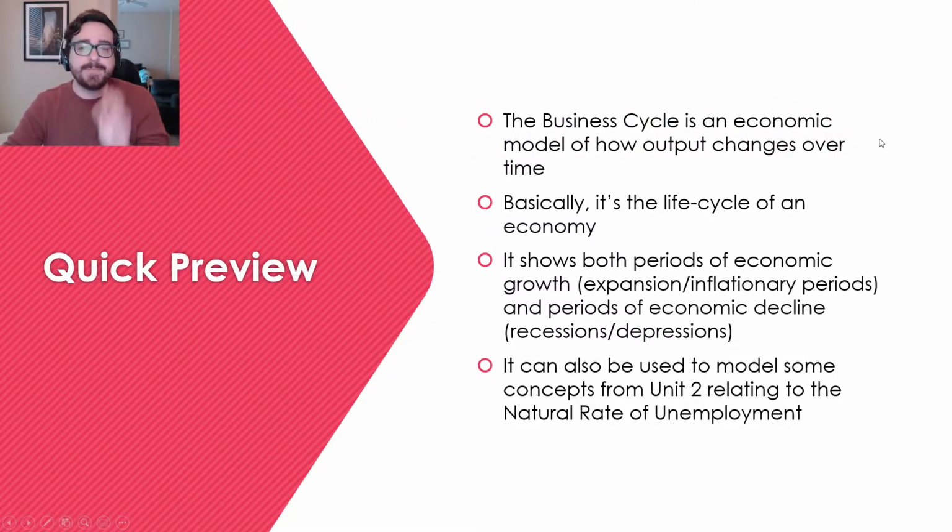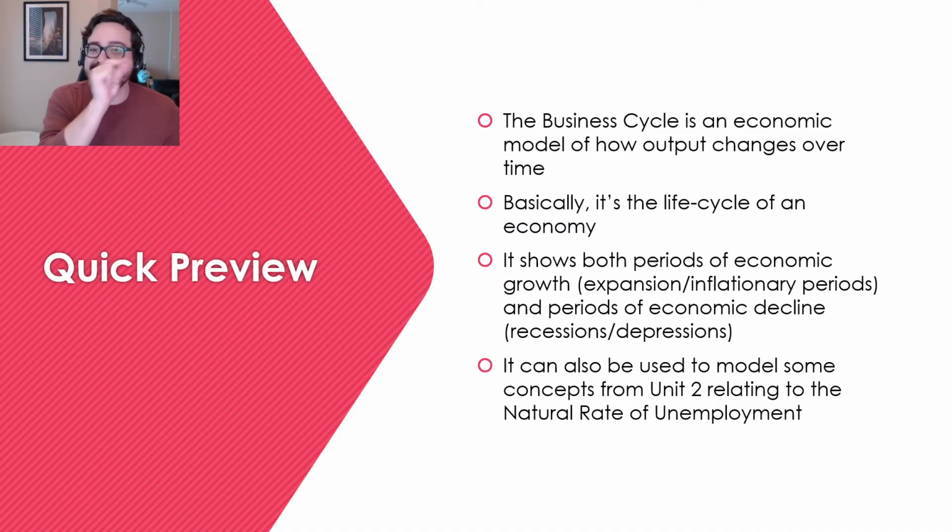It is a model that shows how output changes over time. GDP, basically. It's like, hey, here's your economy's production over time. It goes up and down. You would assume it goes up continuously because of things like population growth and how technology improves over time. But there are periods of time where it dips. It's this life cycle of an economy where it has its ups and downs.